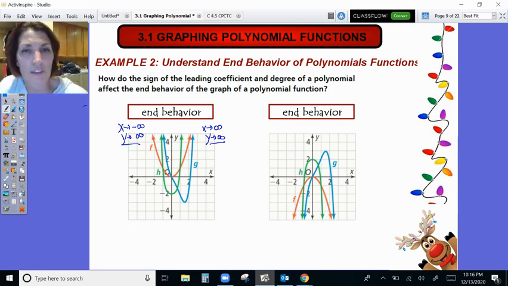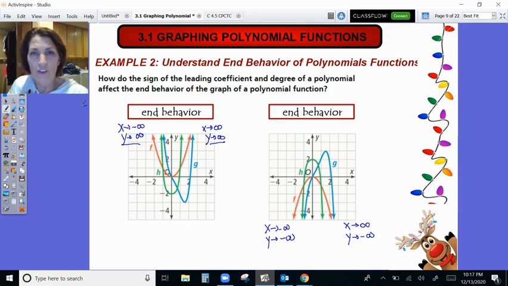My function is doing the same thing. Okay. Over here, as x goes to the positive side of the graph, positive infinity, my y goes down to negative infinity. It's going down. Over here on the other side, as x goes to the negative infinity side of the graph, my y is going to go the same direction, to negative infinity also. It's going to go down. Okay? And that's how you determine end behavior.